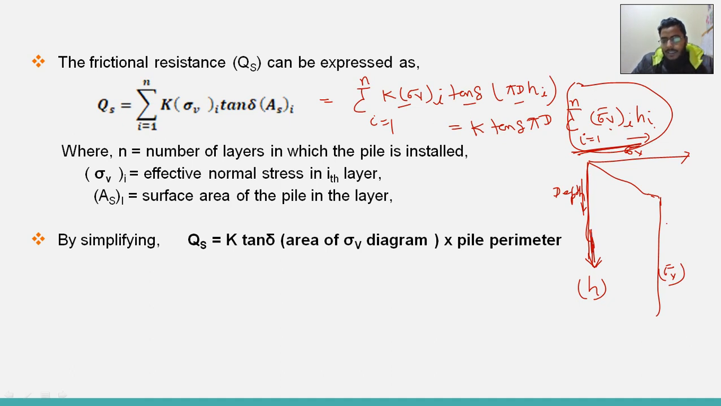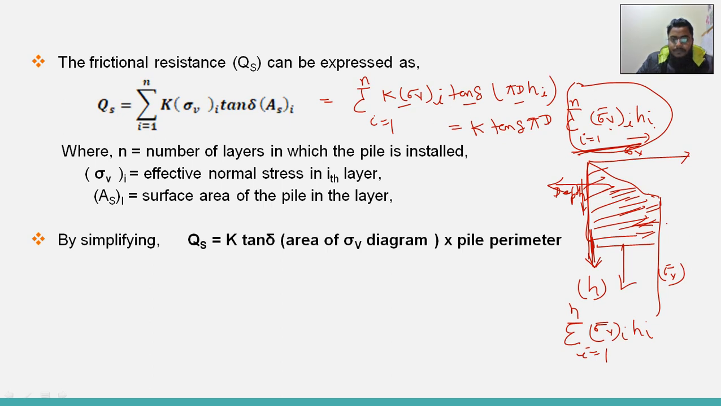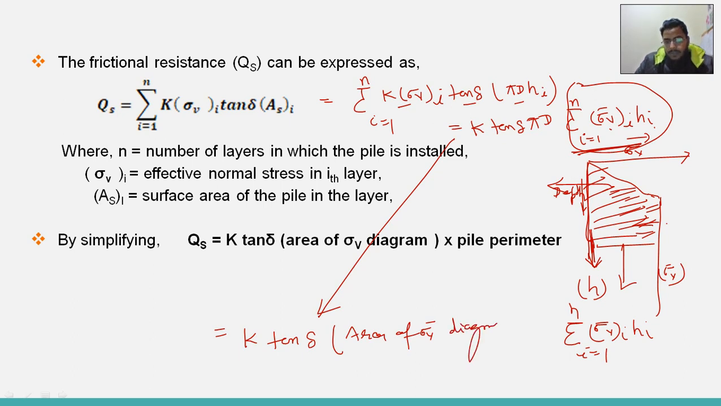The depth axis is the vertical downward axis, we can say the negative of the y axis. So whatever area is coming in this zone, for this area we can write summation i from 1 to n sigma V i h i. Similarly, now we can write K tan delta, area of the CB diagram through depth, into pi d, the pile perimeter. So if the data is given in terms of layers, we will use this formula. If the data is coming in the form of a graph, we will use this form. Are you getting my point? Okay.